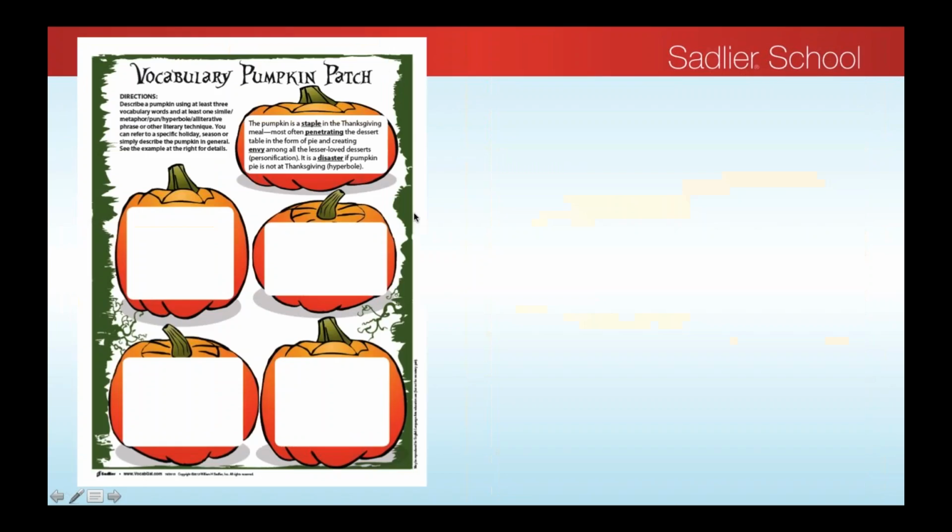Again, another activity. We are trying to do fall activities right now, so you'll see this pumpkin patch, and something fun because we're still having pumpkin pie and other pumpkin related ideas here in November. And so you'll notice here that you have to describe a pumpkin using 3 vocabulary words.